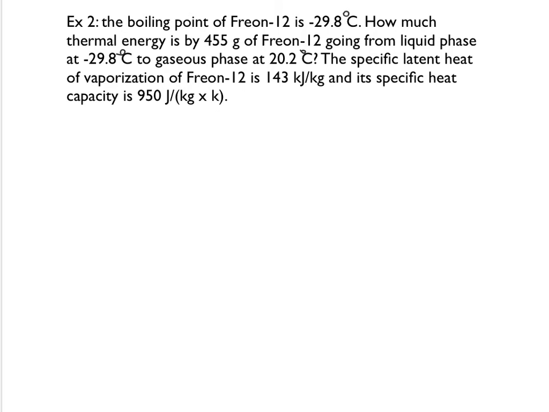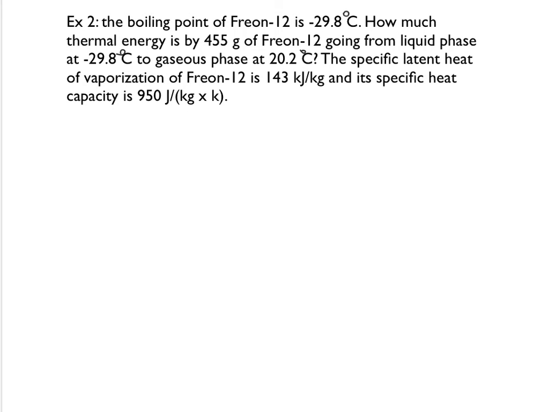Okay, another example. The boiling point of Freon 12, an isotope of Freon, is negative 29.8 degrees Celsius. How much thermal energy is required by 455 grams of Freon 12 going from liquid phase at negative 29.8 degrees Celsius to gaseous phase at 20.2 degrees Celsius? The specific latent heat of vaporization of Freon 12 is 143 kilojoules per kilogram, and its specific heat capacity is 950 joules per kilogram times Kelvin.